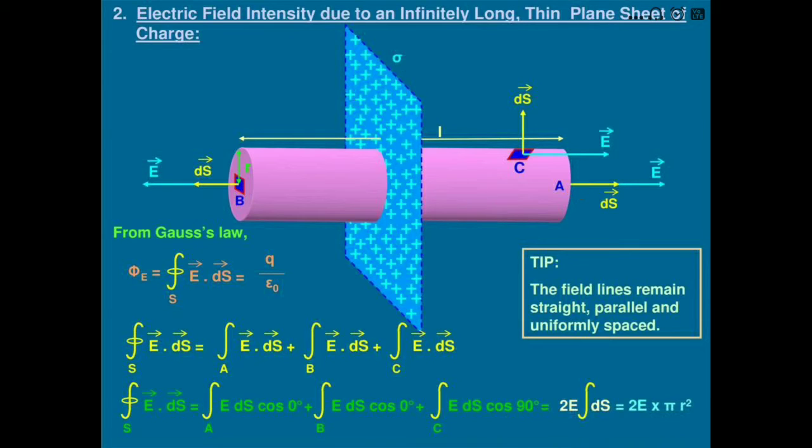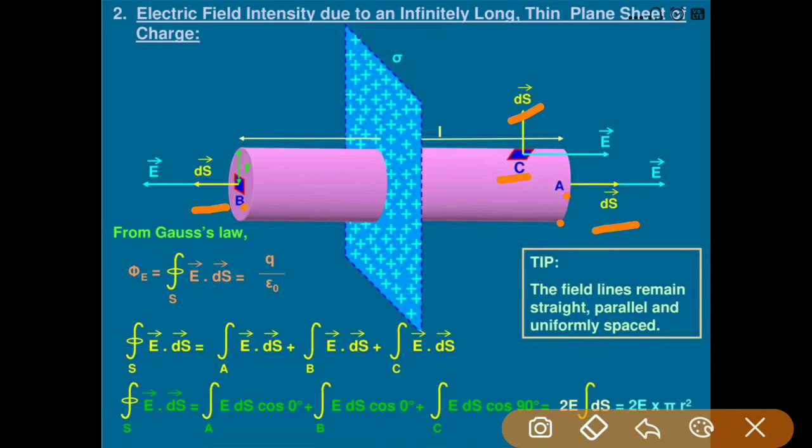So let us discuss the direction of the area vector for this Gaussian surface. This cylinder has three faces: A and B, which are the flat surfaces, and C, which is the curved surface. So what is the direction of the area vector at surface A? This is normally outward, which is the ds. At the surface B, normally outward, which is the ds. And for the curved surface, this one is normally outward, which is the ds.